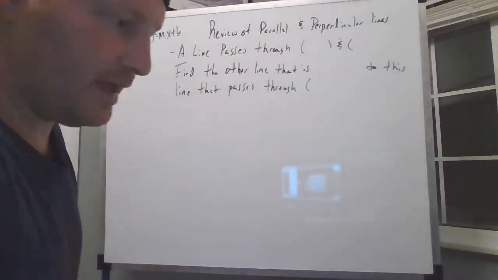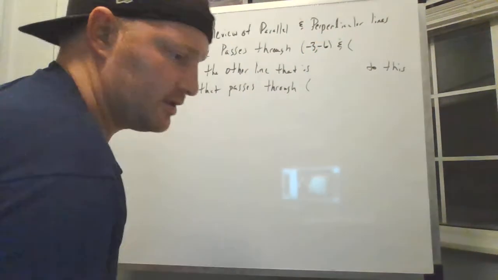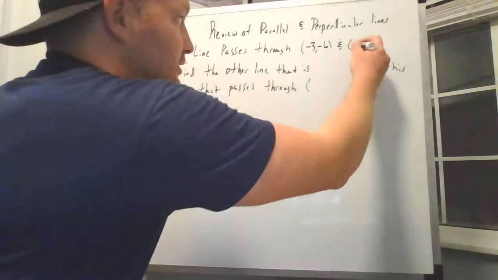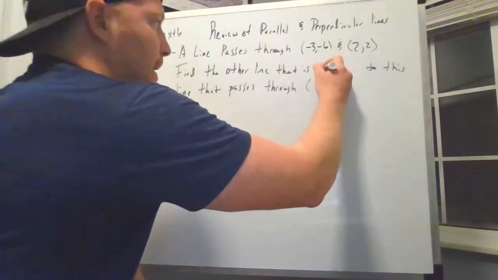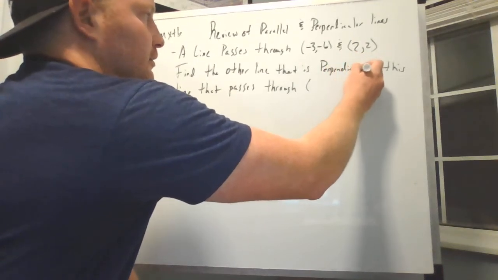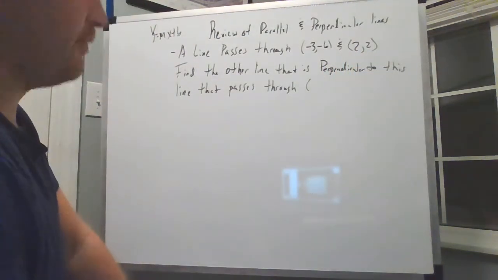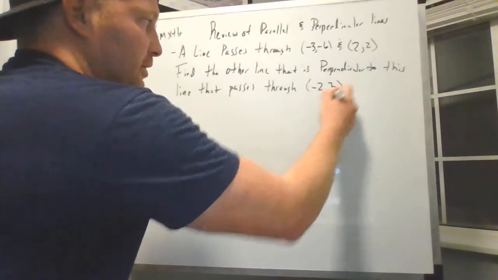A line that passes through -3, -6, and 2, 2. Find the other line that is perpendicular to this line that passes through the point -2, 3.